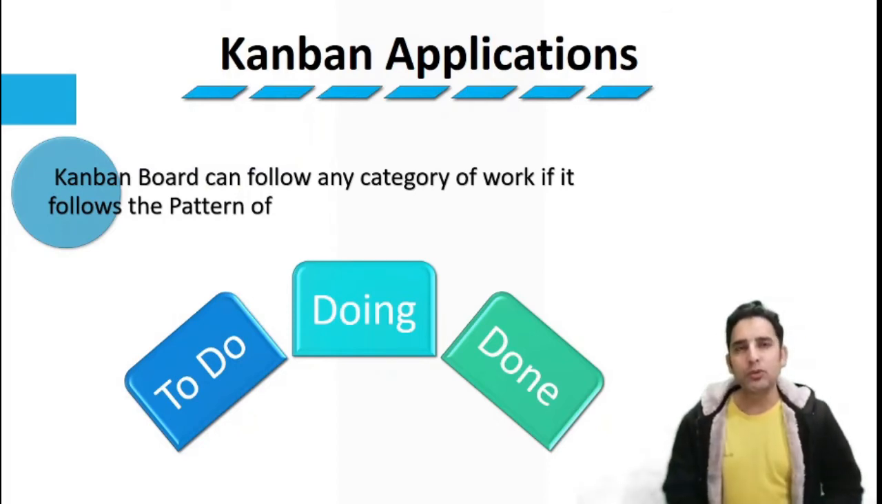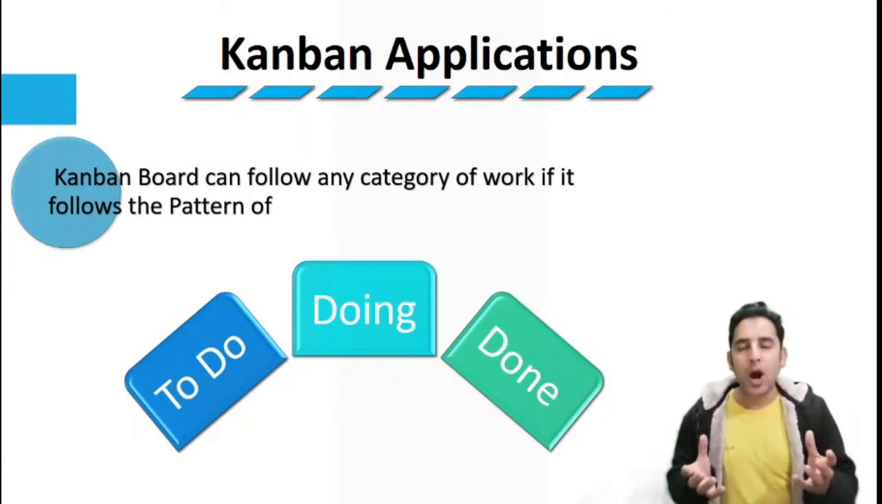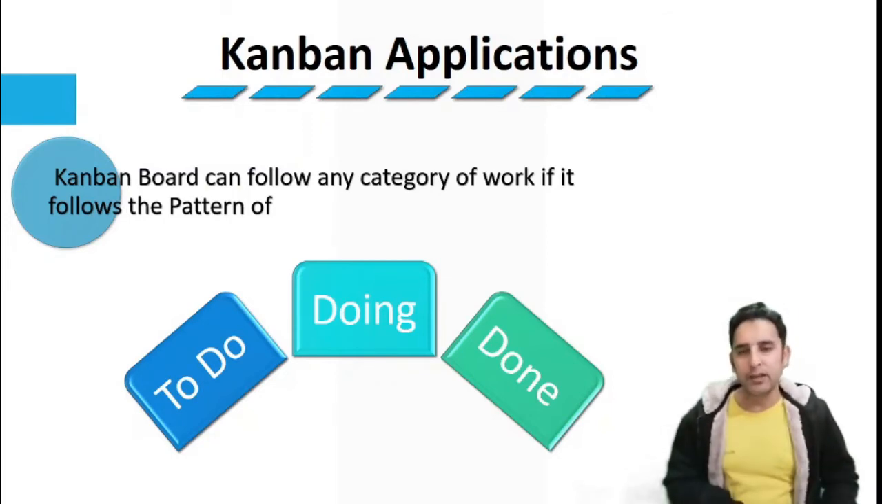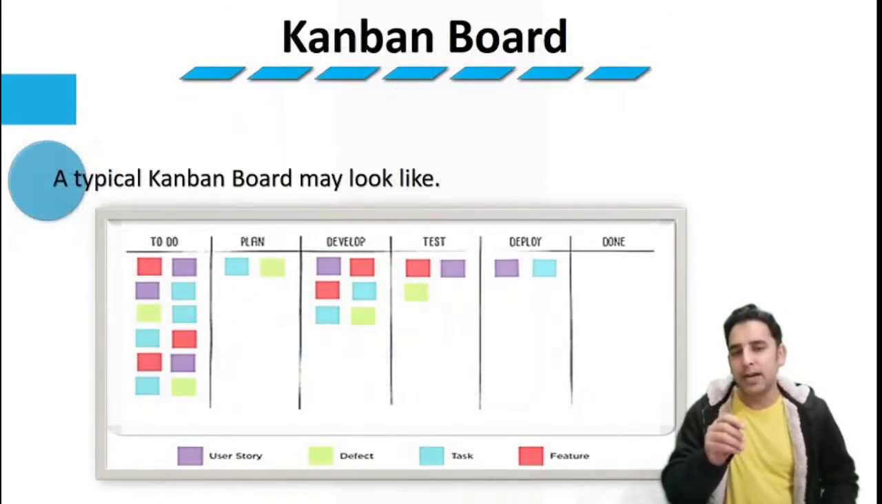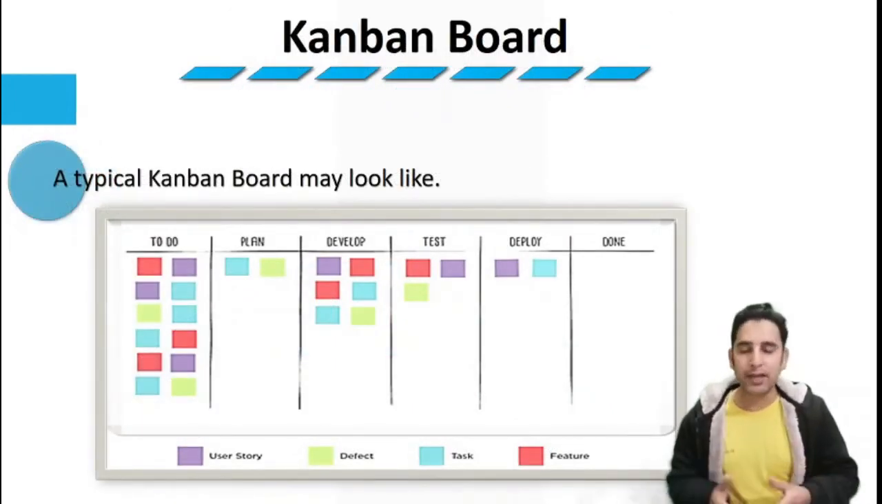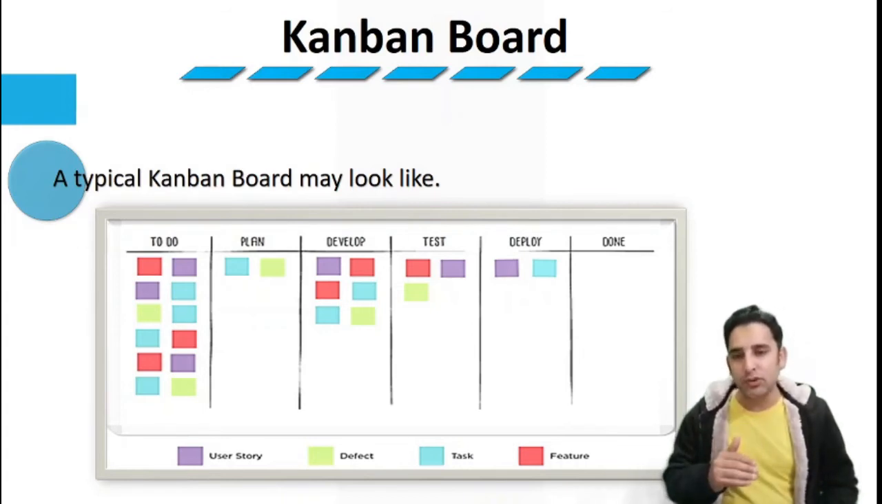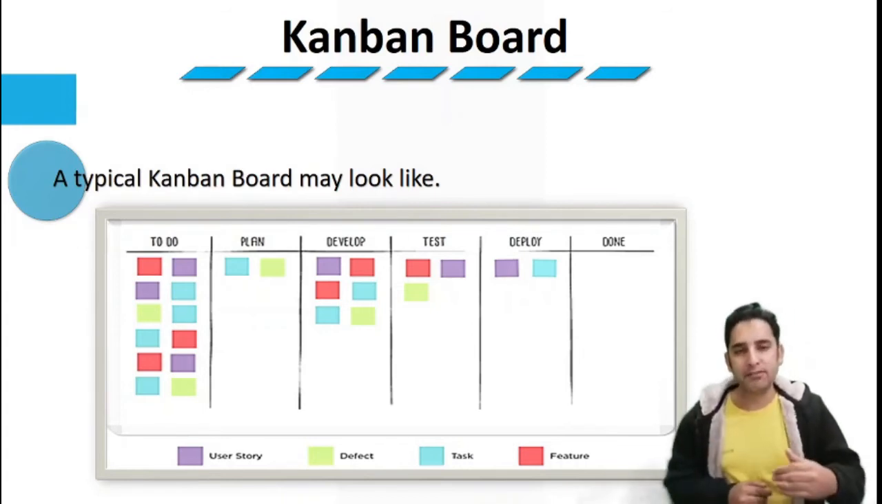It's time to show you one of the most common visualizations of the Kanban board, how Kanban boards look. So this is a typical Kanban board. If you see, it has 5 lanes. Lane number 1 is to do, lane number 2 is plan, then develop, test, deploy, and then done.